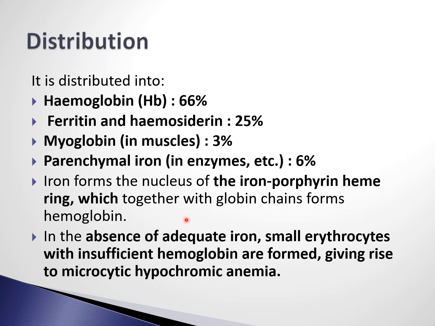Okay. Now whenever there is a lack of adequate iron, there will be smaller erythrocytes and insufficient hemoglobin, giving the characteristic picture of microcytic hypochromic anemia. Okay.